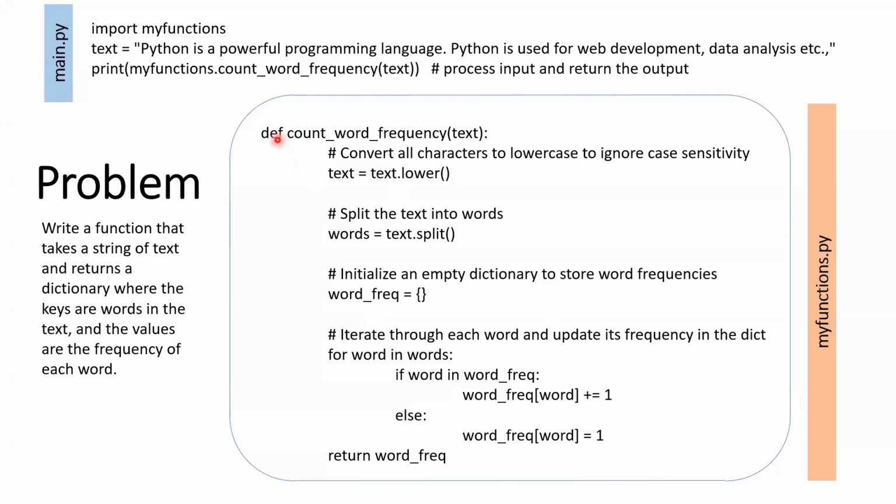So the function uses the def keyword. The function name may be count_word_frequency, taking text as input, followed by a colon. Then we write the lines: first we convert the input text to lower case, then split it into words, then assign to the dictionary.